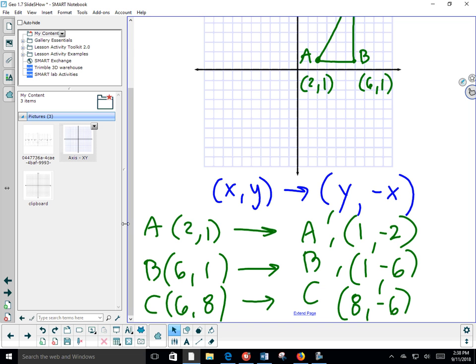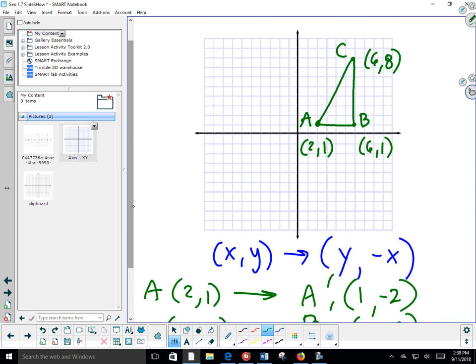What are we noticing about the rotation? Is it a rotation? Looks like it turned and went down. Yeah, it definitely rotated. So we have just gotten ourselves a rotation mapping because this went to 1, negative 2. 1, negative 2 is here. Then 1, negative 6. And 8, negative 6 is here.